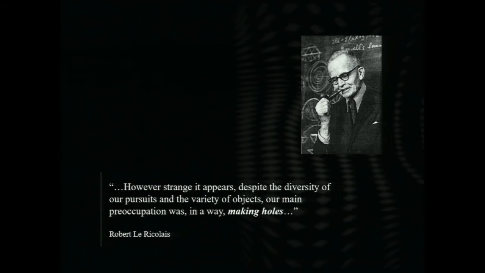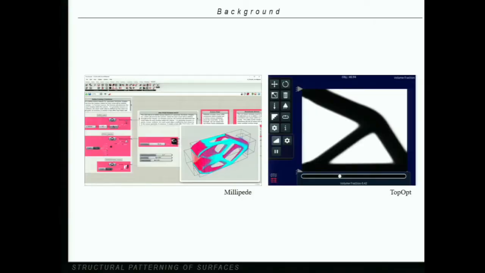In fact, a variety of methods have been developed during the last 30 years to help structural designers make holes. An entire research field, topology optimization, was born for that purpose in the 1980s. And topology in structural engineering refers to the way elements connect in a truss, for example, or the way regions of solid or void alternate in a continuum. In other words, designing a structural pattern is designing the topology of a surface.